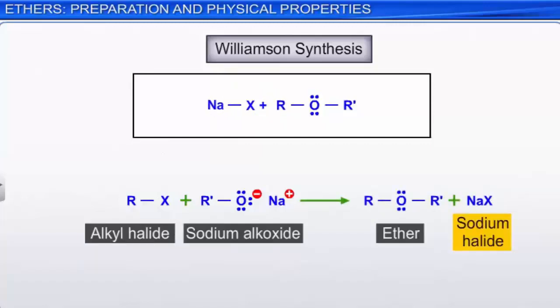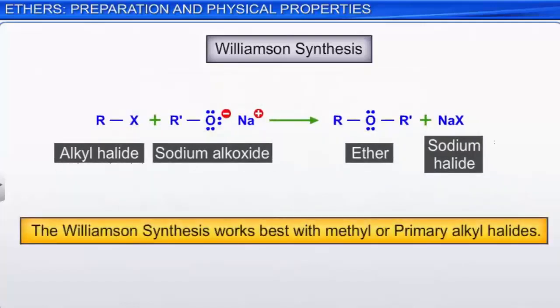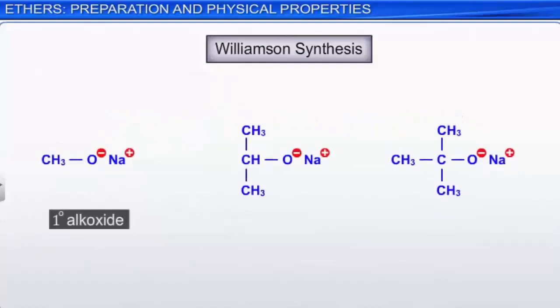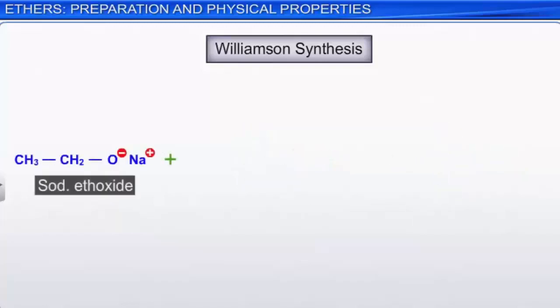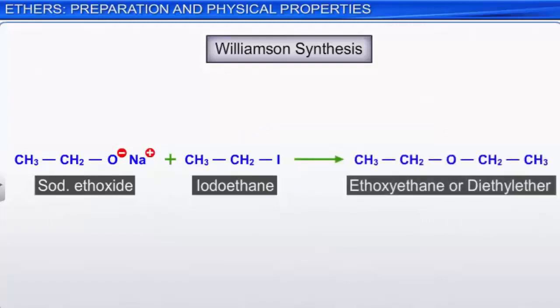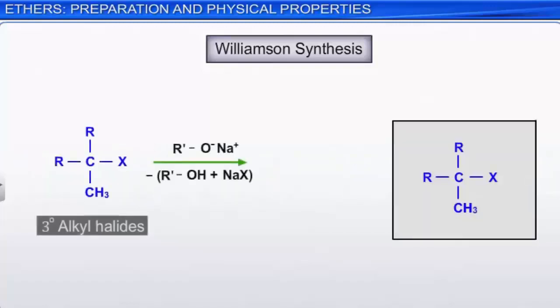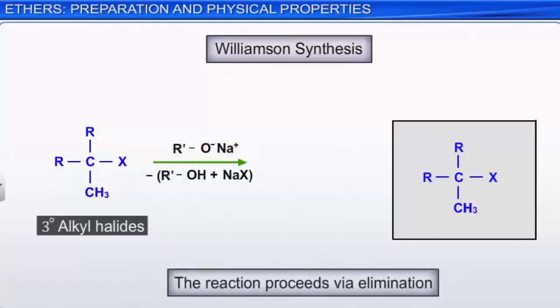The Williamson synthesis works best with methyl or primary alkyl halides. The alkoxide can be primary, secondary, or tertiary in nature. For example, sodium ethoxide reacts with iodoethane to form ethoxyethane or diethyl ether. If secondary and tertiary alkyl halides react with alkoxide, then the reaction proceeds via elimination. The tertiary alkyl halide reacts with alkoxide to form an alkene as the main product.